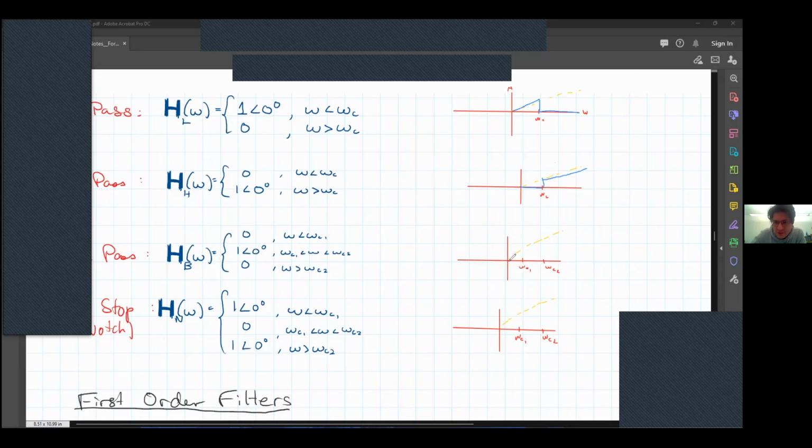Here we have a band pass, which means we have nothing if it's less than, we have the full 1 if it's within those 2 values, and then we have nothing if it's greater than. And then for a notch pass, we would have something up until that value, then nothing within that notch. That's why it's called a notch pass. Here it's a band pass because only a band of it can pass. Here it's a notch pass because everything except a notch of it can pass.